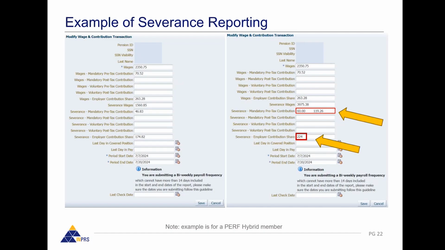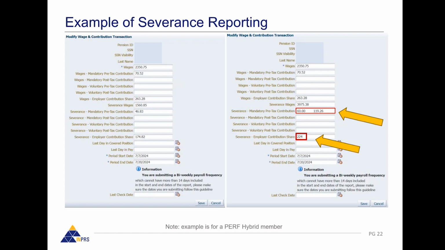So as you can see in the example, on one side we have the contributions as it looks with PERF and one with TURF. On the right, you can also see an example of the pre-tax contribution calculated on the first $2,000. And then on the right side of the right example, what it would look like if it was calculated on the total amount of those severance wages.